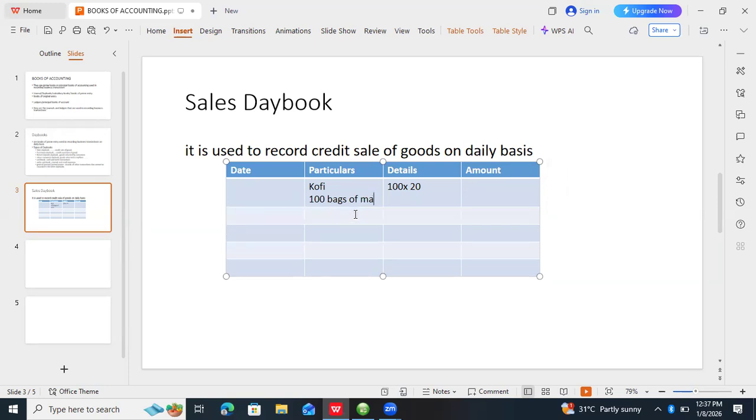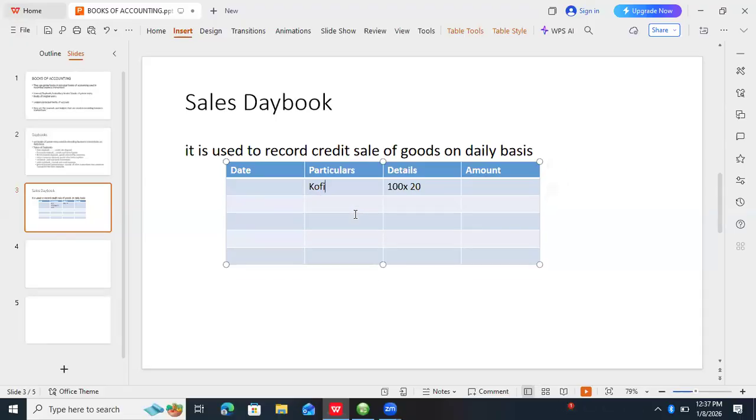Okay, so these are the columns that you need for your sales day book. And like I mentioned, the purchase day book, return inwards day book, and return outwards day book follow same format: date, particulars, details, and what? Amount. I spoke of the folio, and I think we are comfortable with that now. Please, any question?